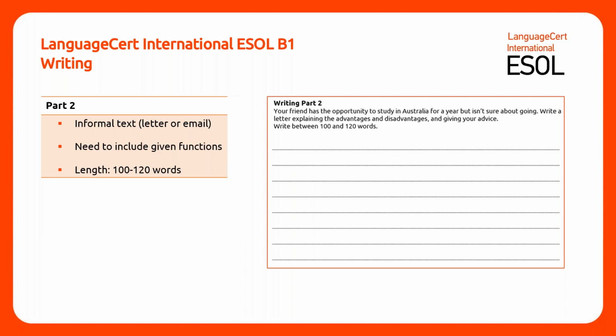Part 2 asks them to write an informal text, letter or email, to a friend on a topic of personal interest. Candidates will need to include given functions. For example, explain the advantages and disadvantages of studying abroad and giving their own advice. They are required to write between 100 and 120 words.